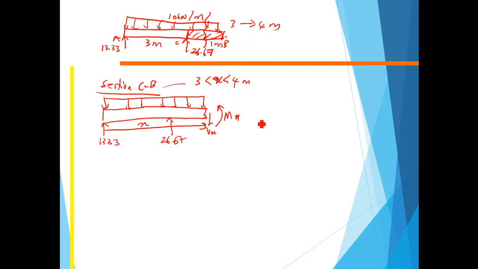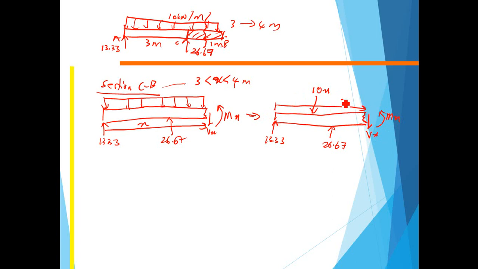Again, we have the distributed load, so we have to simplify the beam. We have to convert the distributed load into a concentrated load. So again, we have 13.33, and then we have here 26.67, and then we have Vx, we have Mx, and then we have 10x. Why 10x? Because this distance is x. And remember here is x over 2, because the load 10x is acting at the centroid. Okay, at the centroid of the distributed load.